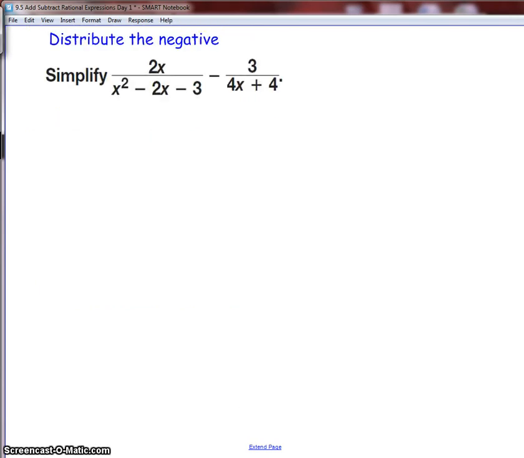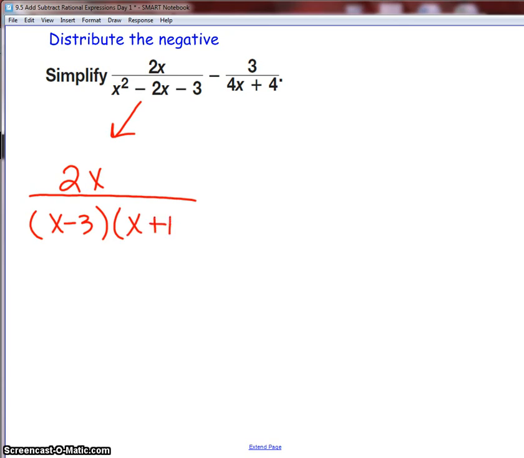Over here, we are subtracting. Don't forget to distribute the negative. Remember, the first thing we need to do is factor down both of these expressions as far as we can take them to see what kind of common denominator we're needing. So this one, as you can see, they both have an x plus 1 in the denominator.